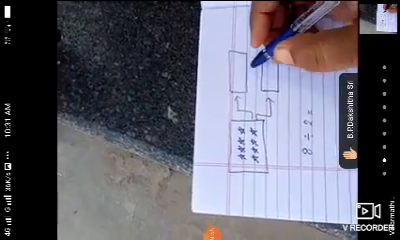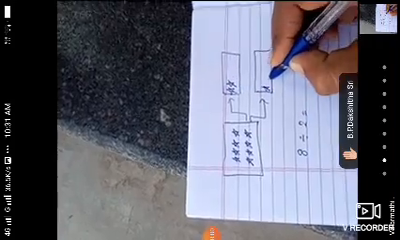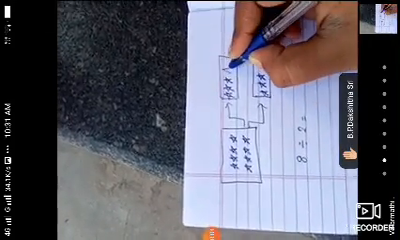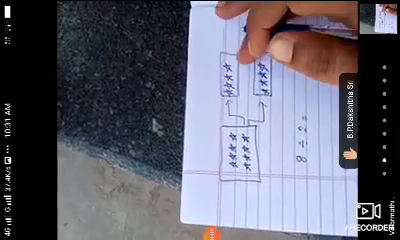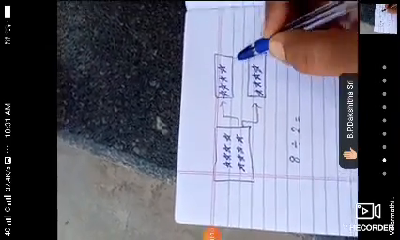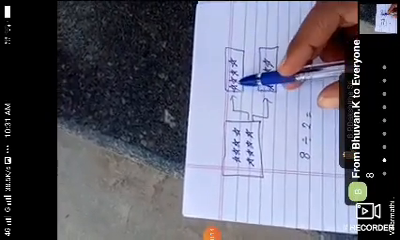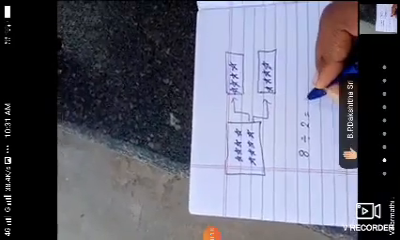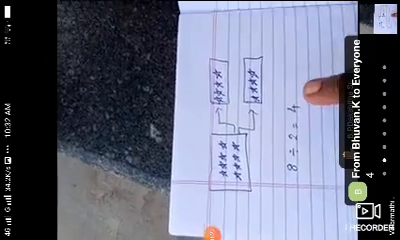So you start sharing the stars. 1, 2, 3, 4, 5, 6, 7, 8. That's all we completed. And also the number of stars in each group is equal. So how many stars are there? 4. So the answer is 4. So 8 divided by 2 will give 4.